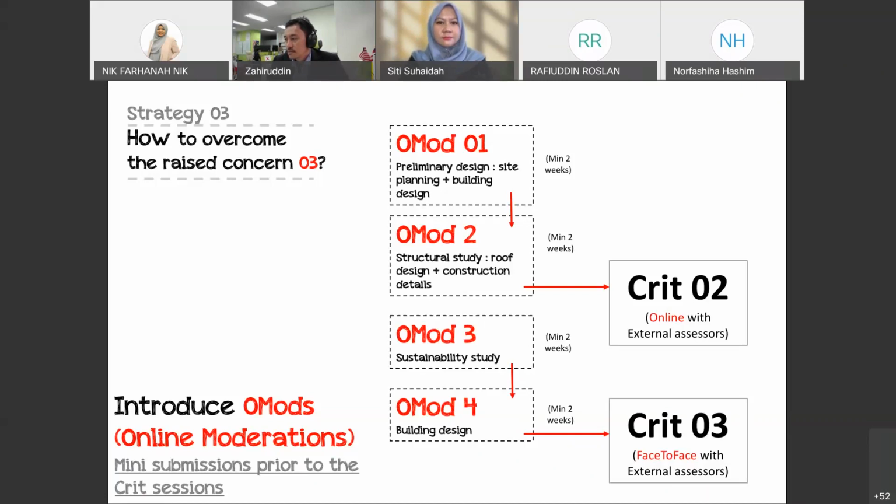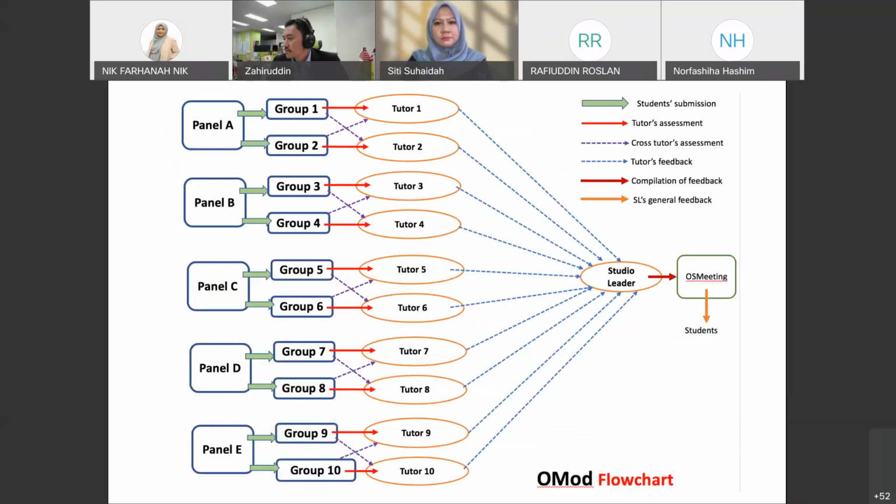All right. So this onwards is the key one. I think what made last semester work was because of this onwards. The one I'm showing you on the screen is when the entire student cohort is divided into groups of about 6 to 9 students per group. For example, this panel A is divided into 2 different groups. Each group consists of about 9 students, and is assigned to the respective tutor.